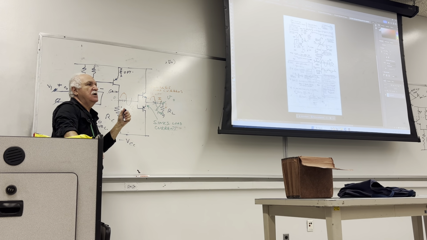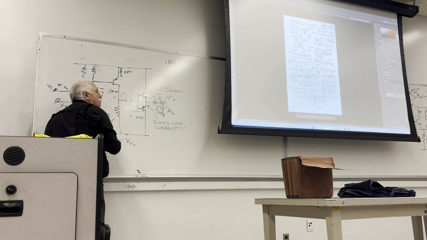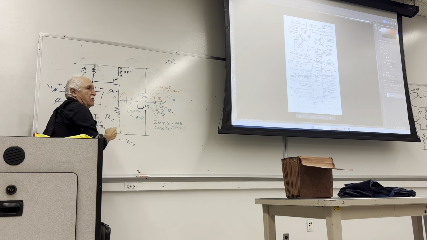This is called a class B amplifier. Only class B amplifier. Class B amplifiers are very efficient, but they have one problem, and that is this thing. Their voltage transfer characteristics look like that. There is a dead zone at positive 0.7, negative 0.7.